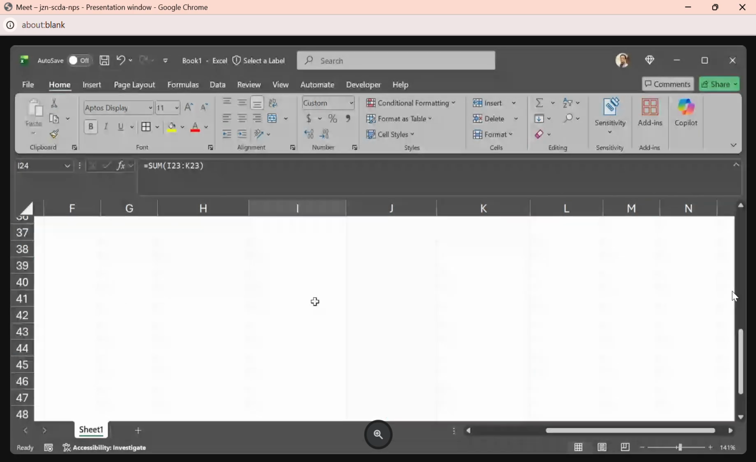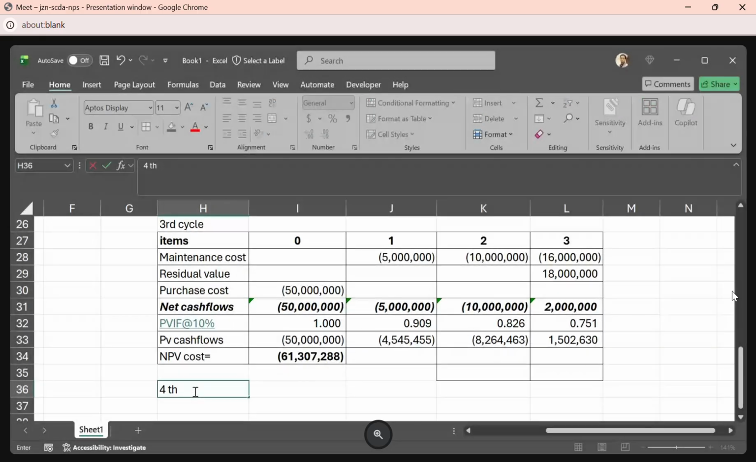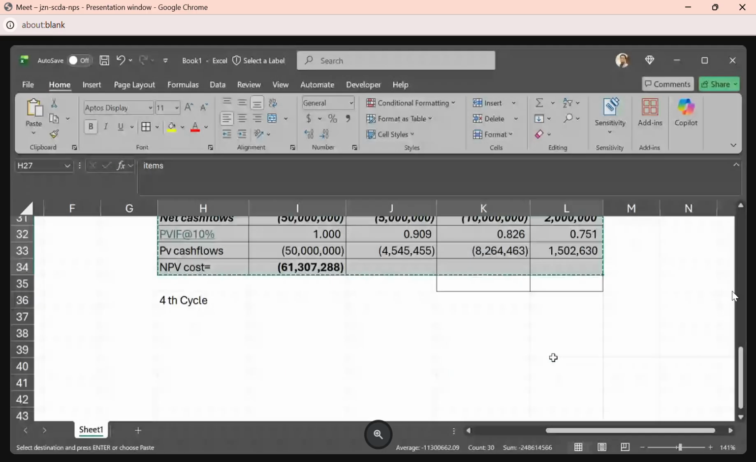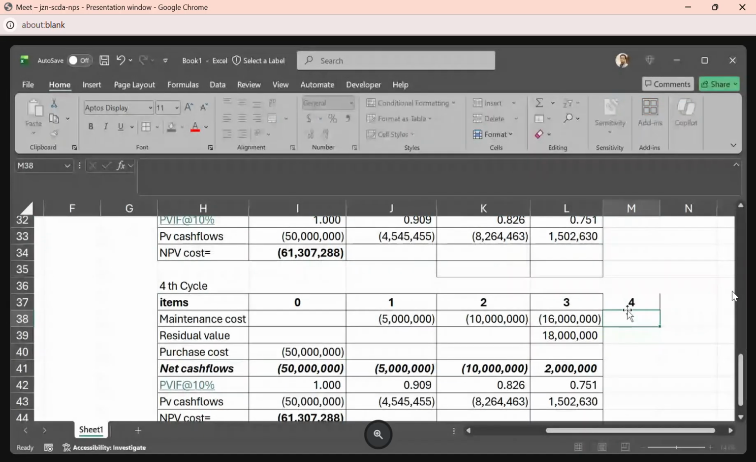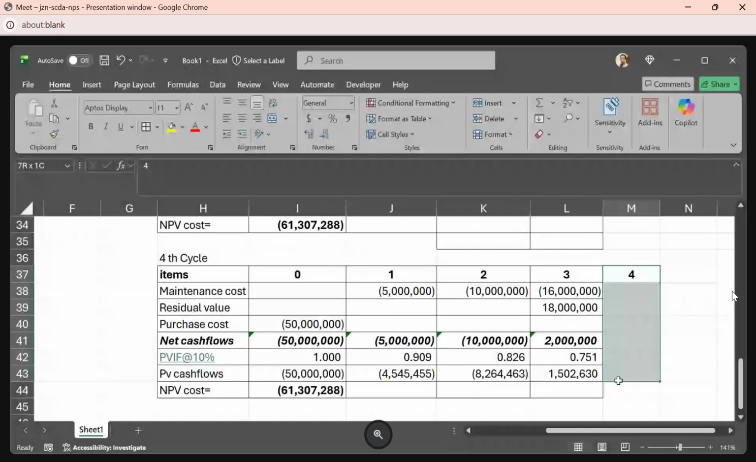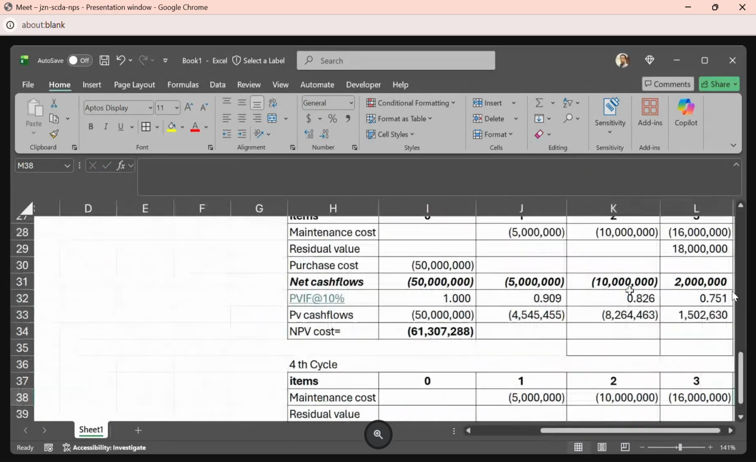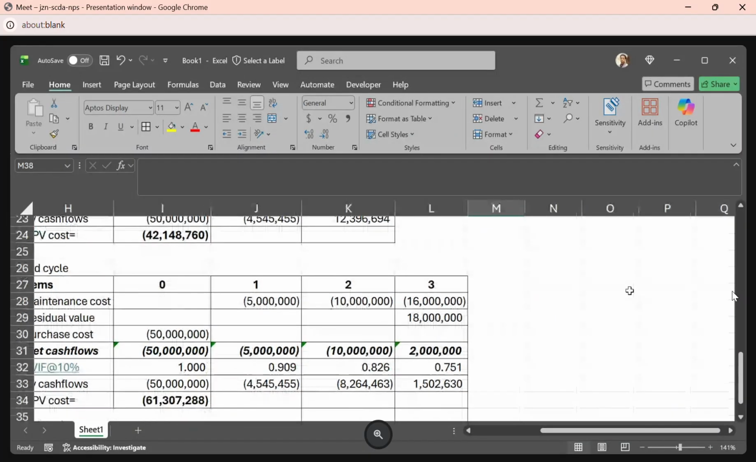Okay, now let's try the last cycle, which is the fourth cycle. We are going to deal with another year, the fourth year or fourth cycle. Here we remove this, but we can add only the maintenance cost here. Maintenance cost of the fourth year is 20 million.